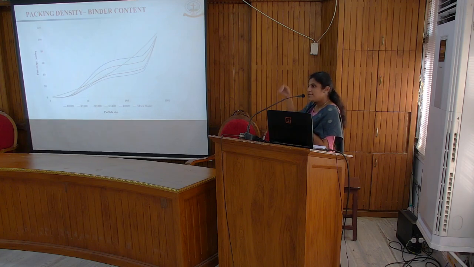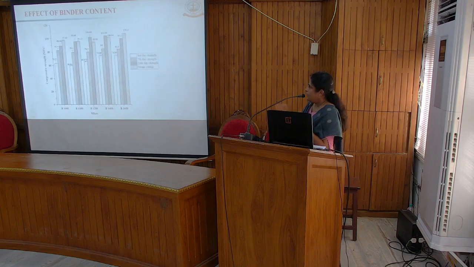As we increase the binder content, that means the fine particles will be more. If we increase the fine particles beyond a particular limit, that may lead to separation of the mixture. When we are considering the compressive strength, beyond 1200 there is not much increase in the strength. That means we are considering 1200 as the optimum.